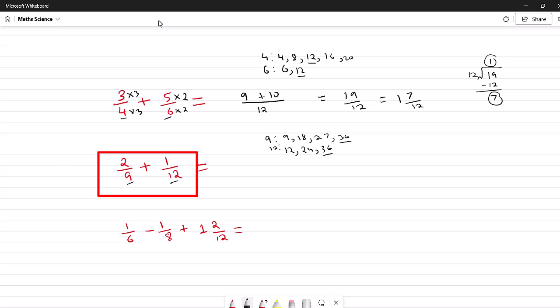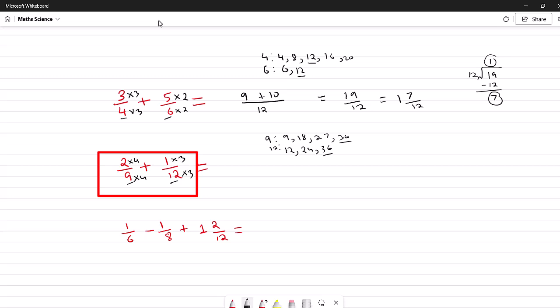Okay, so now we need to convert this where the denominator becomes 36. So 9, if we multiply 9 with 1, 2, 3, 4, we get 36. Since we are multiplying the denominator with 4, we have to multiply the numerator with the same number. So 2 times 4, and then 12 times what? 12 times 3 is 36, and then 1 times 3.